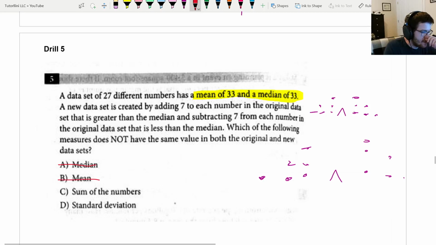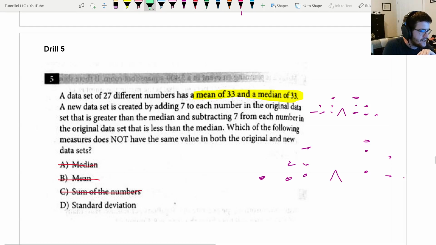The sum of the numbers, we were just kind of talking about this. The sum of the numbers determines the mean, right? So if you add 7 to all those numbers and then subtract 7 from all those other numbers and then add them up, all those 7s will cancel out. So the sum of the numbers is going to be the same.